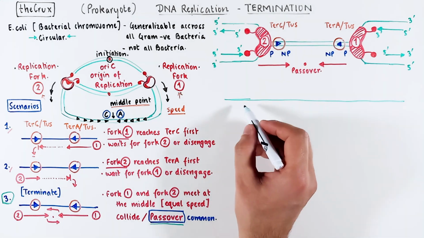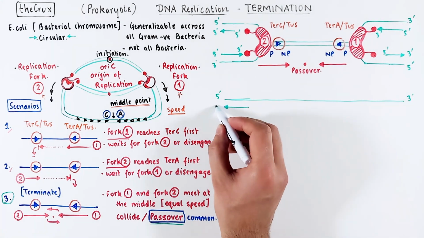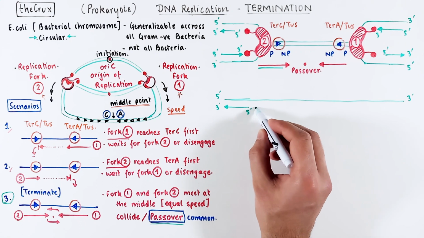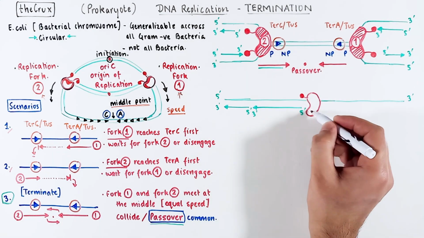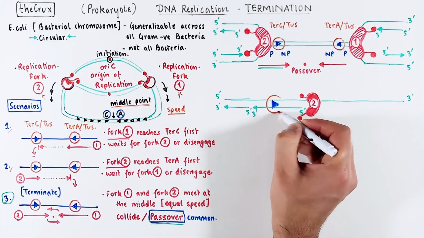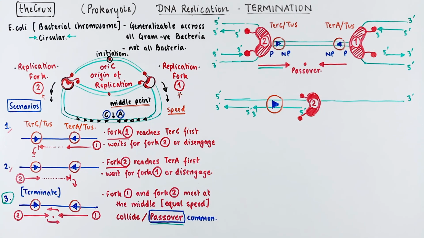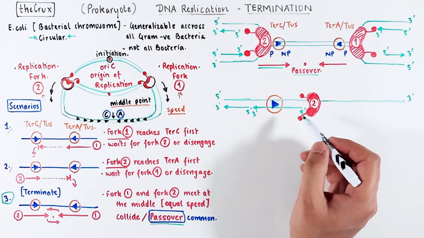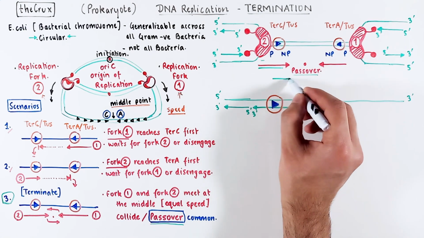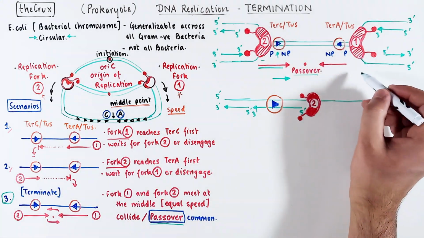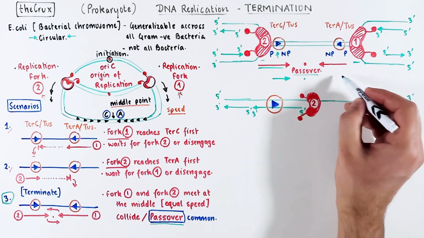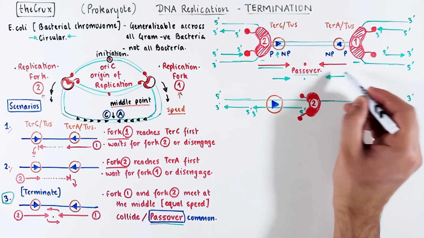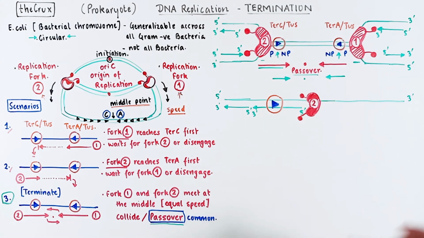Now, when replication fork 2 passes the termination site, fork 2 will have synthesized or copied the Ter-C site. And now fork 2 is sitting in the middle. Notice that it is not attached to the bottom strand. It is only connected to the top strand. And it is no longer in the replication fork form. That is the key difference when the two forks meet. So that's the movement of fork 2 over the Ter-C site.